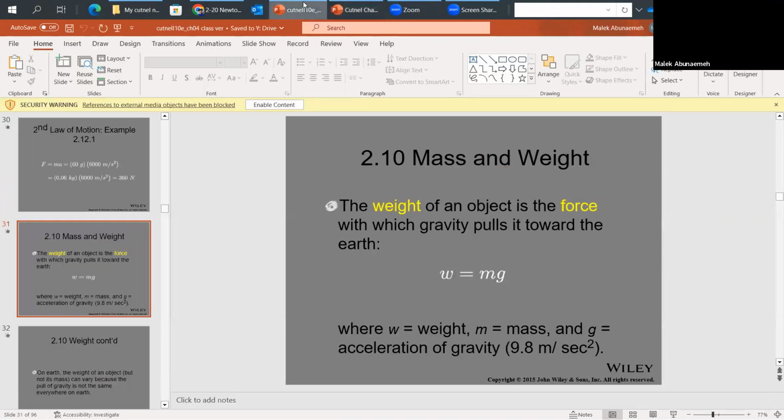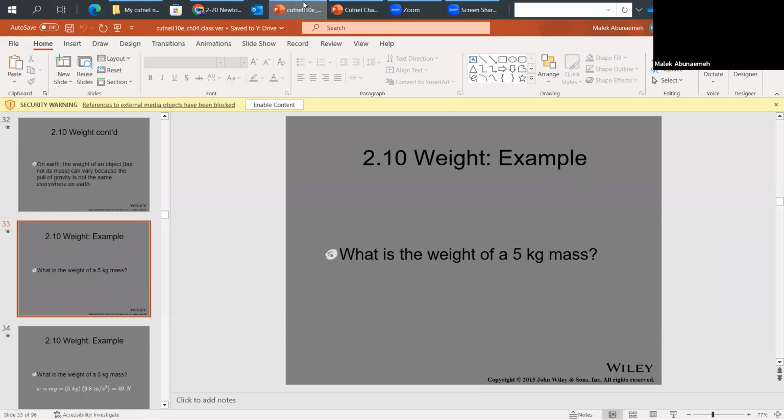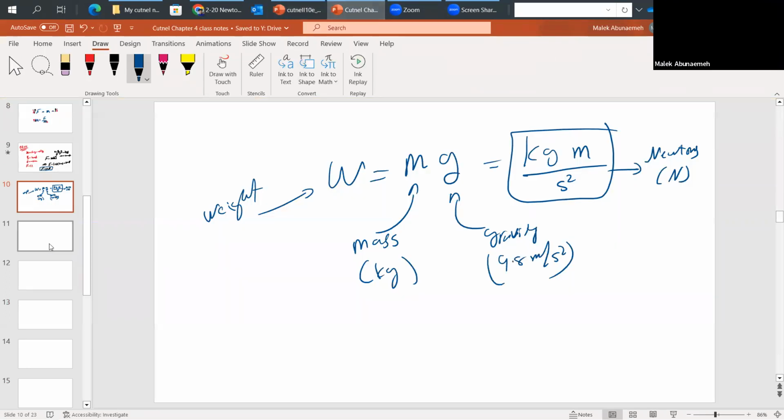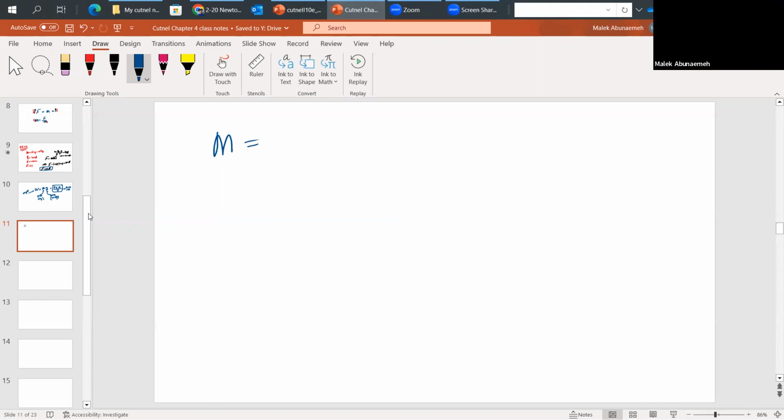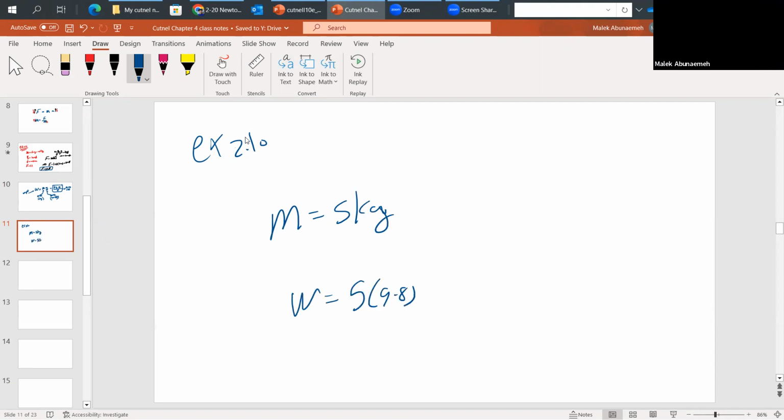So for example, what is the weight of a 5 kilogram mass? This is example 2.10. Your mass was 5 kilograms, that means your weight is 5 times 9.8, which equals 49 newtons.